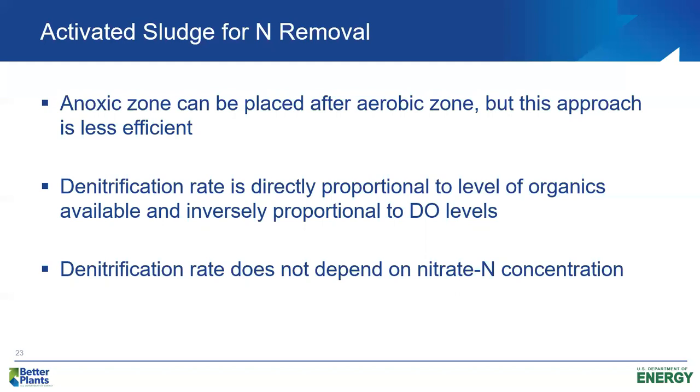Another thing that you need to be aware of is the nitrate concentration doesn't really impact the rate of denitrification. The rate of denitrification depends primarily on two things. Again, the concentration of readily degradable organic substrate and the DO concentration. And the ideal DO concentration in the anoxic reactor is 0.0 milligrams per liter, because that'll give us our highest denitrification rate.